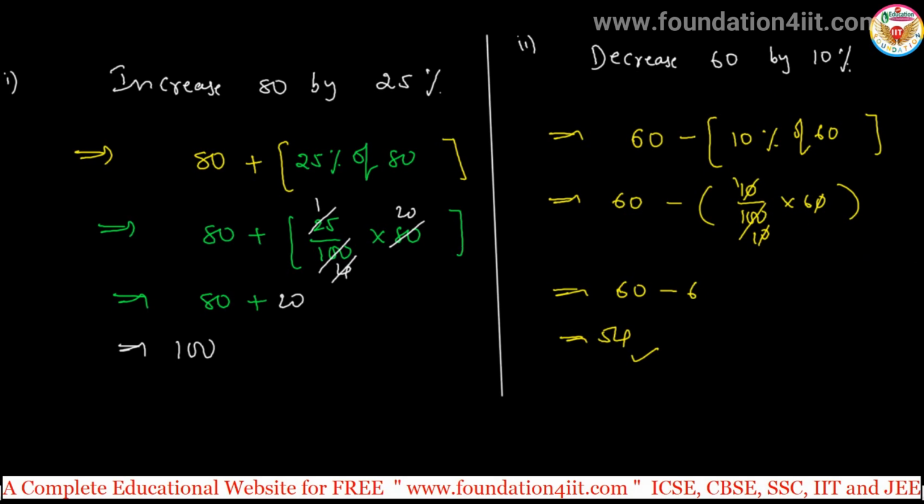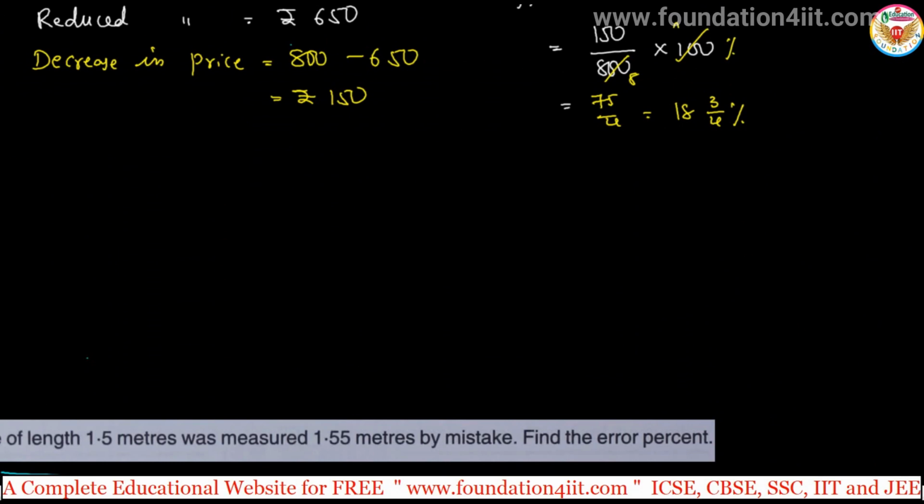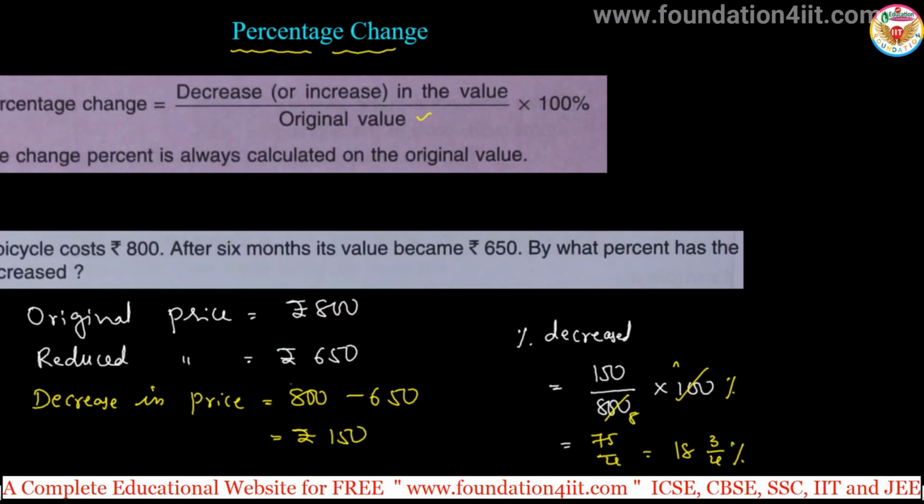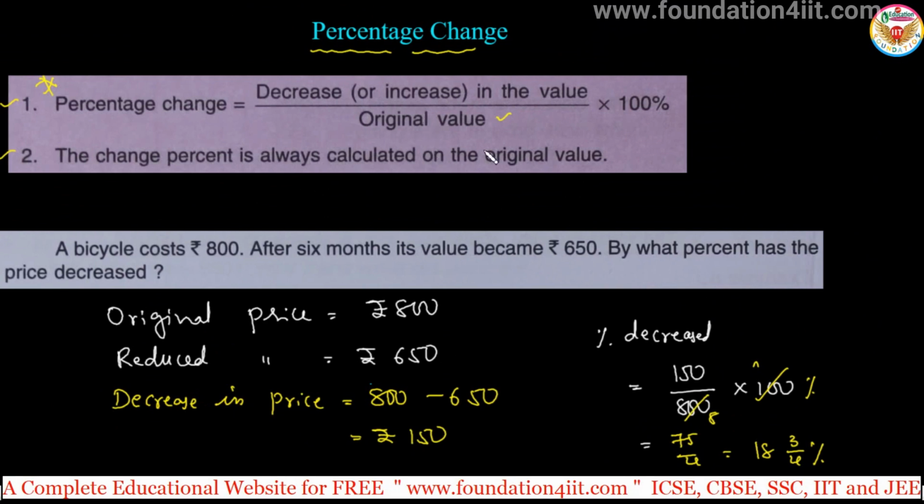These are the main basic problems you notice. Mostly in this, you are supposed to use the formula: percentage change is the change in the value by original value into 100, right? These are the problems you can see in this topic.